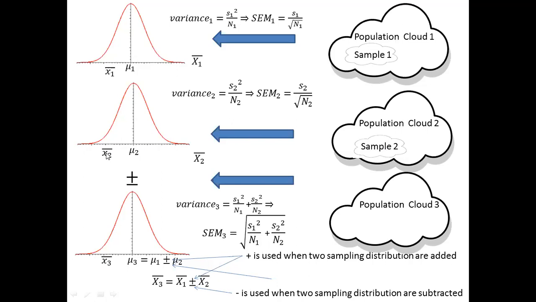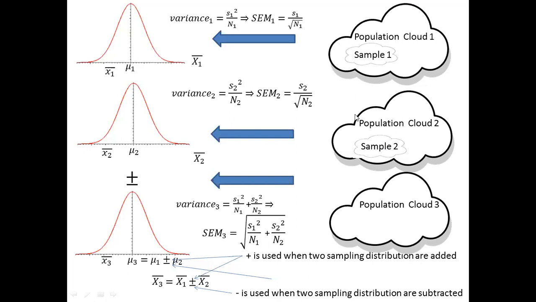Now, what is the next thing? The next thing is this, that we can either add these two sampling distributions of the means, which is indirectly saying the same thing, that we can add these two populations, or we can subtract these two sampling distributions of the means, or indirectly we are saying that we are subtracting the two populations.